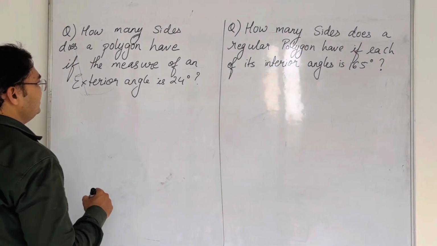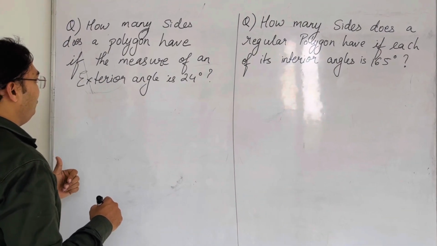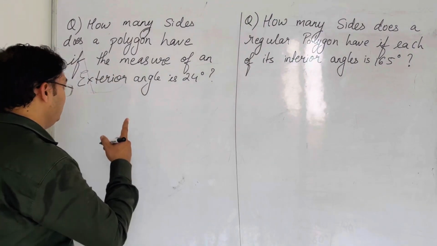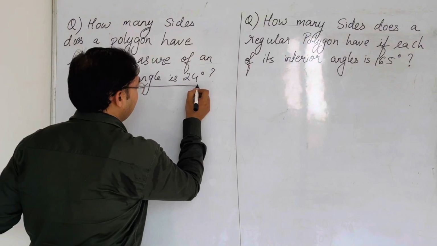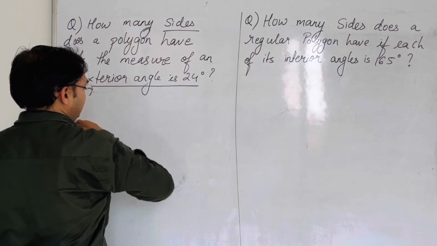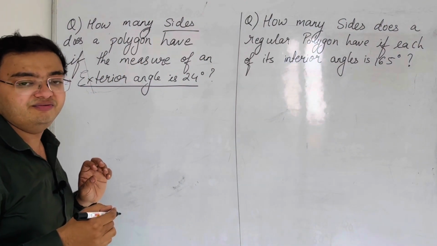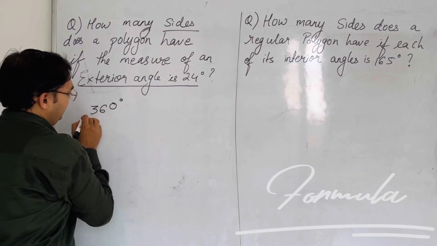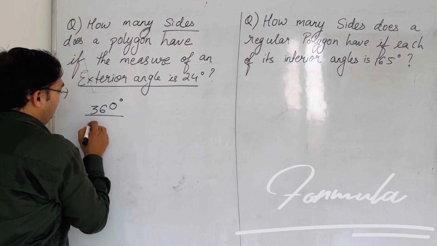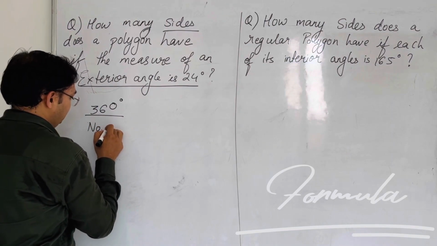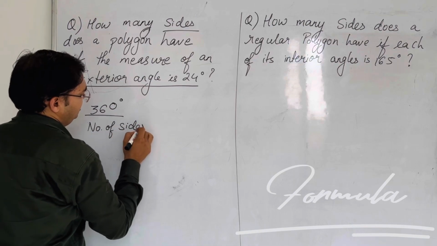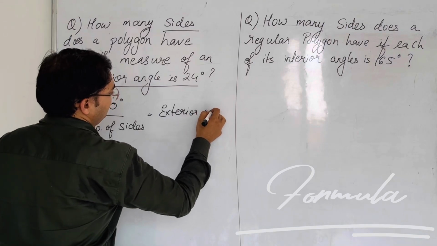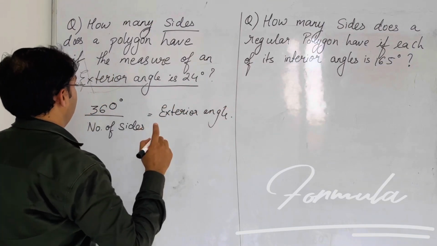How many sides does a polygon have if the measure of an exterior angle is 24 degrees? So your exterior angle is given to us, we have to find the number of sides. I told you in my previous video the formula, that is 360 degrees divided by number of sides equals the exterior angle.